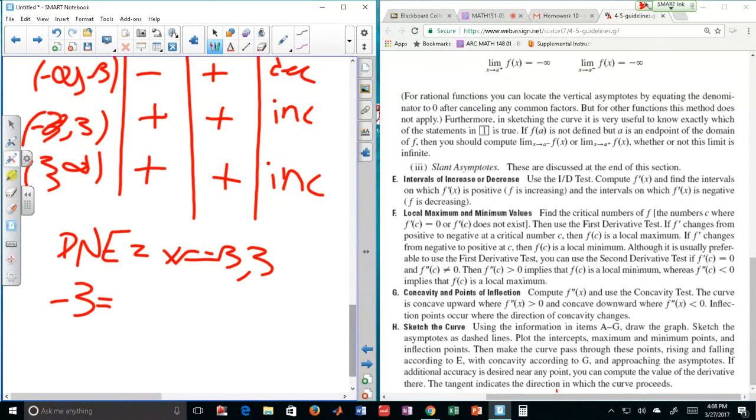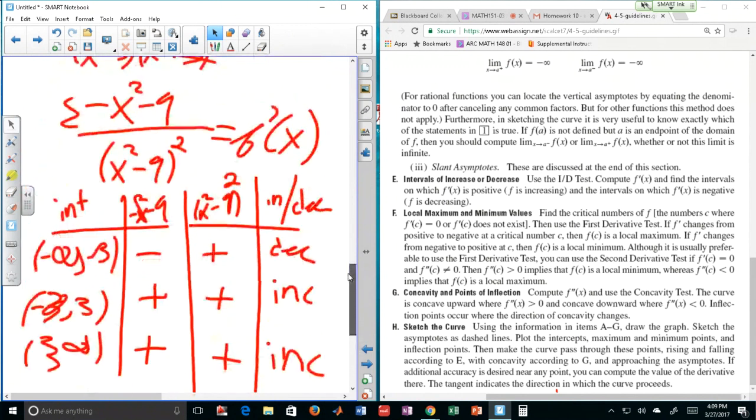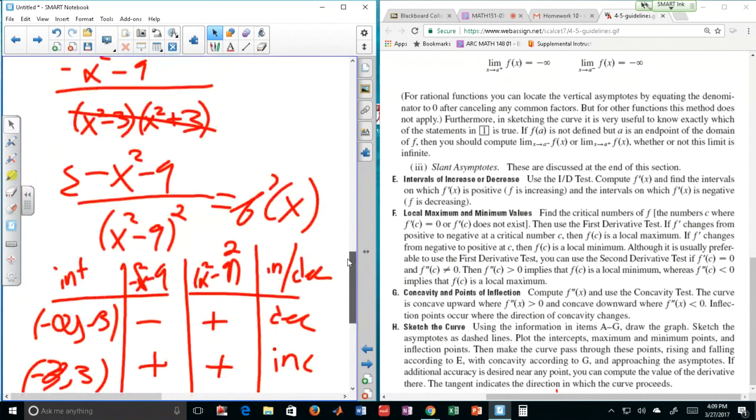Is that right though? Because it's not defined at -3. Yeah, that seems, well, I guess it's an asymptote, so it's not. That doesn't make any sense. I feel like we did this wrong. I feel like I took the derivative wrong.